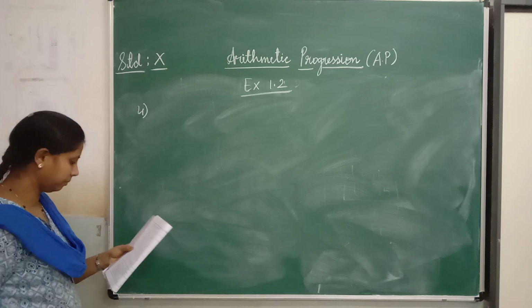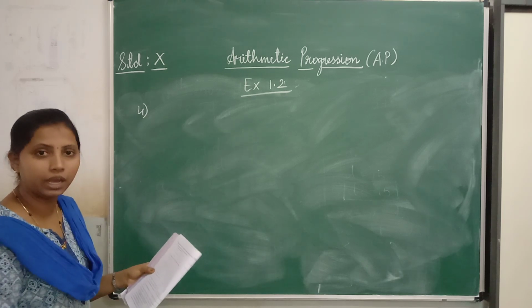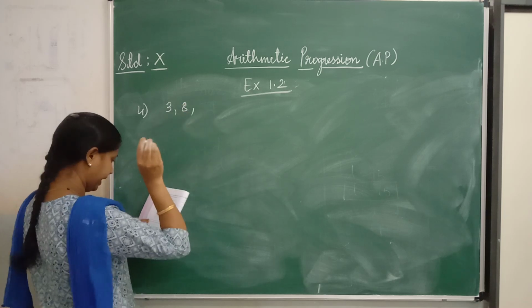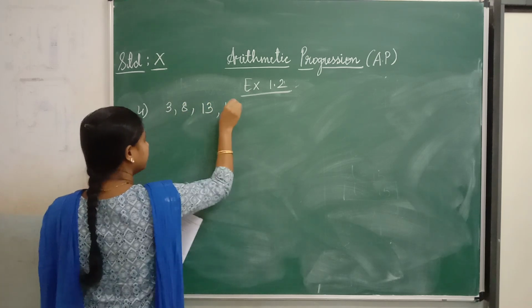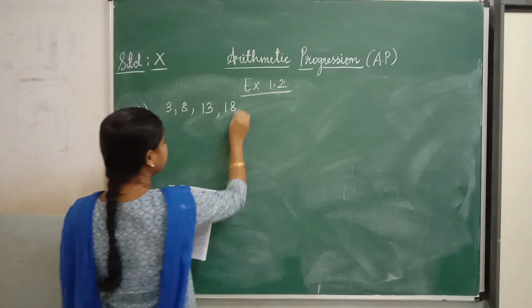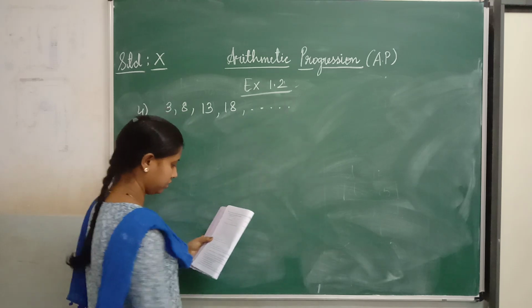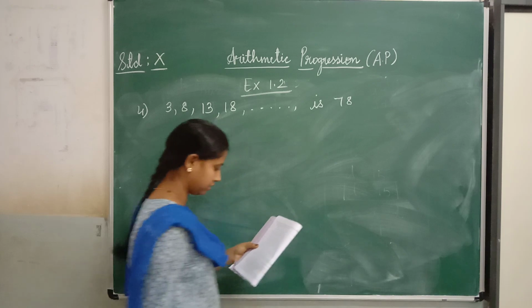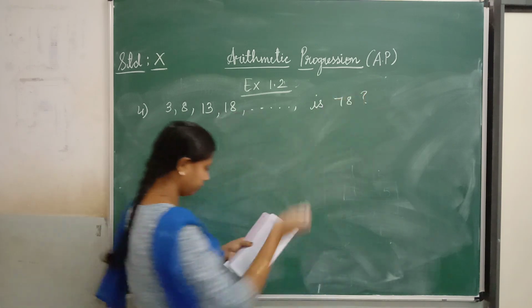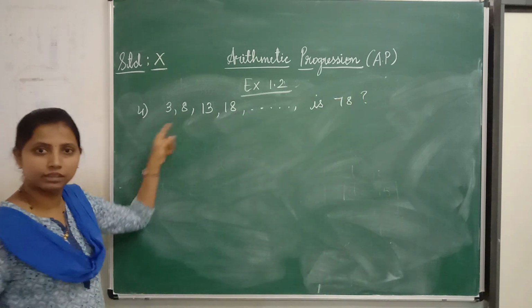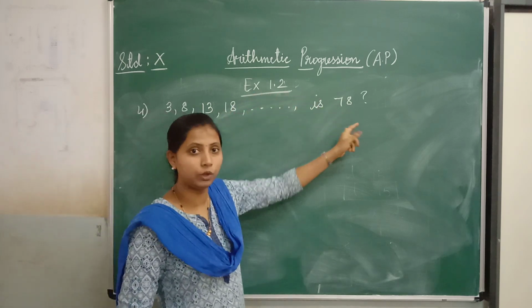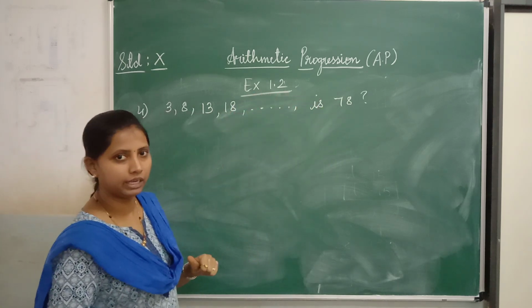Fourth question is, which term of the AP they have given? AP is given as 3, 8, 13, 18 and so on is 78. Which term of the AP? This is the AP. Which term of this AP is 78? You have to find which term is 78.